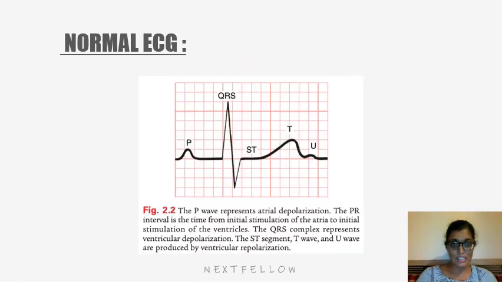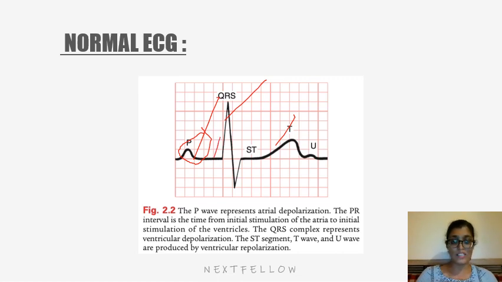So the normal ECG consists of P wave, QRS complex, T wave and the ST segment. So P wave represents atrial depolarization. The PR interval is the time taken from the SA node to the AV node or to the initiation of stimulation of the ventricles, right? So if there is AV nodal delay, the PR interval will get prolonged. In case of heart blocks, the PR interval will be prolonged.